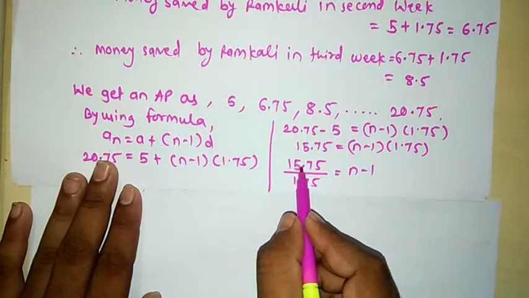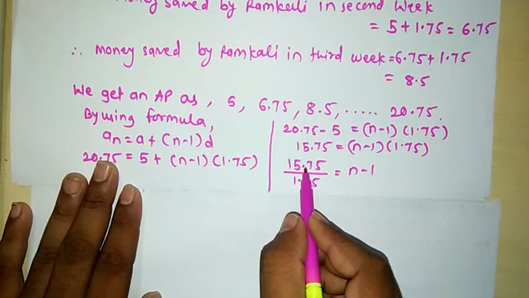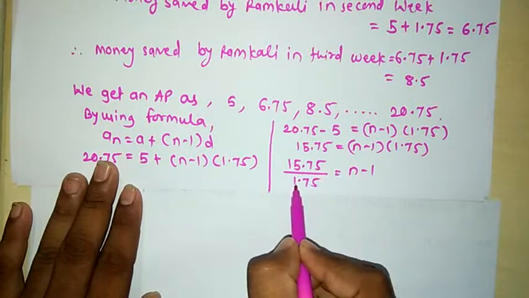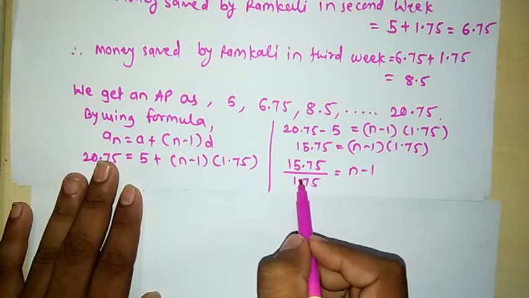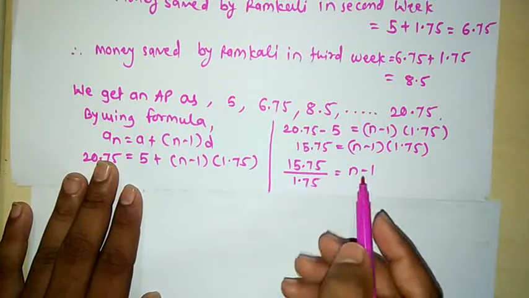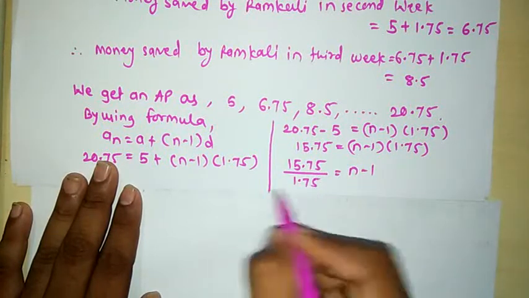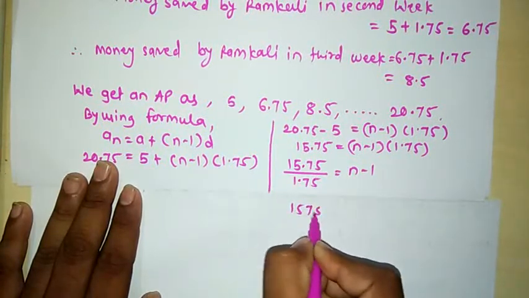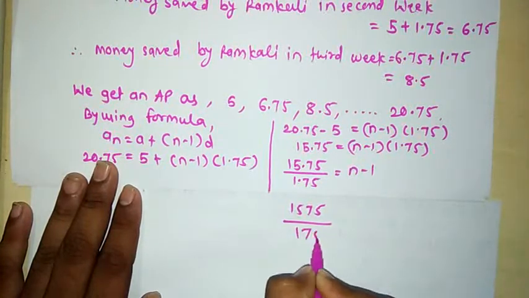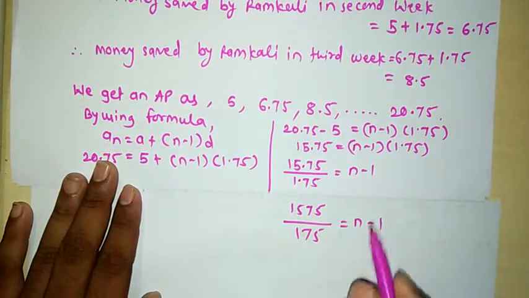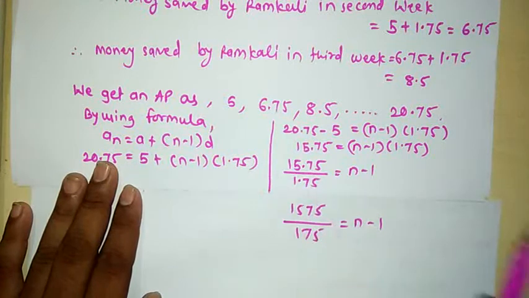Now see here, in the numerator after decimal there are 2 digits, and in the denominator after decimal there are 2 digits. Therefore we can directly cancel the decimal point. 1575 divided by 175 is equal to n minus 1. If the digits after the decimal points are same, then in the numerator and denominator we can cancel the decimal point and do the further division.